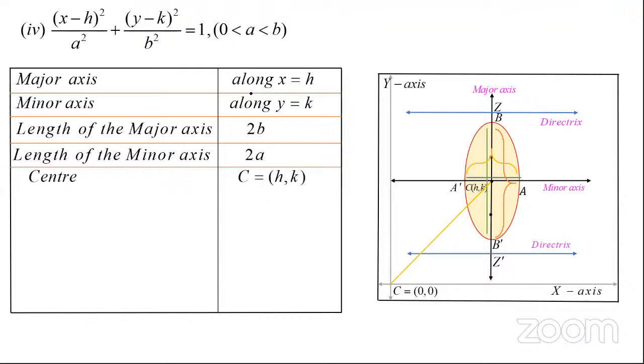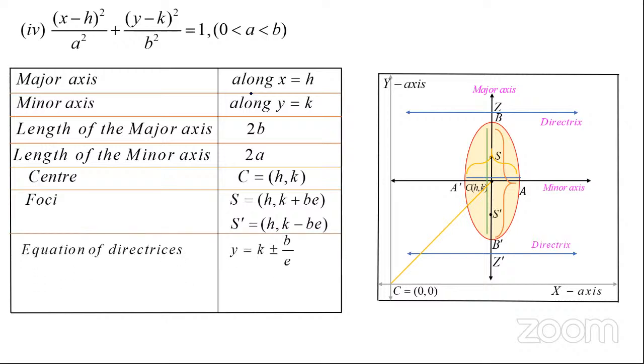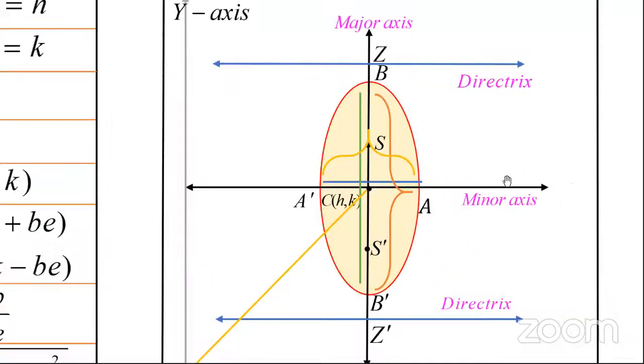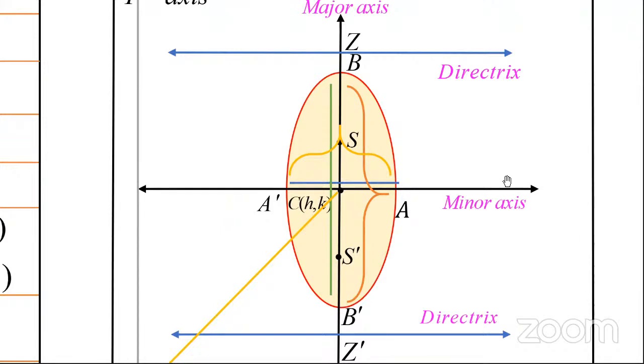So the center is h comma k, and the foci are h comma k plus or minus be, and the equation of the directrix is y equal to k plus or minus b by e, and the eccentricity e equal to b square minus a square by b square. So this is the figure. Okay, now we are going to another one.